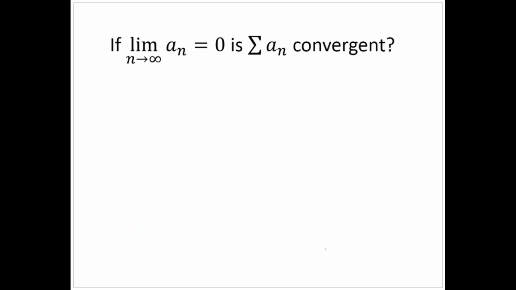So we have that test for divergence. If the limit of a sub n is not equal to 0, then we know the series diverges. But what if the limit is 0? If the limit is 0, does the series necessarily converge? Well, the answer is no. I should say, not necessarily.